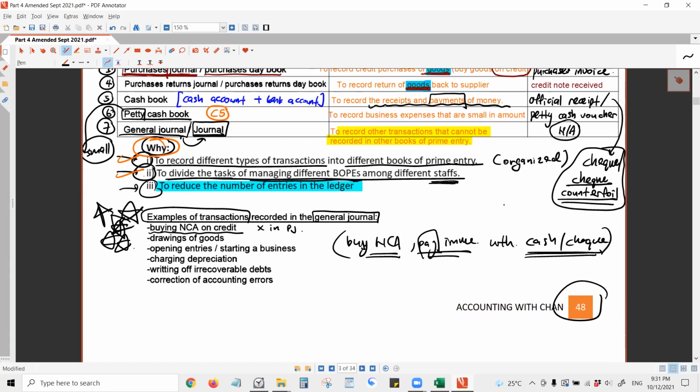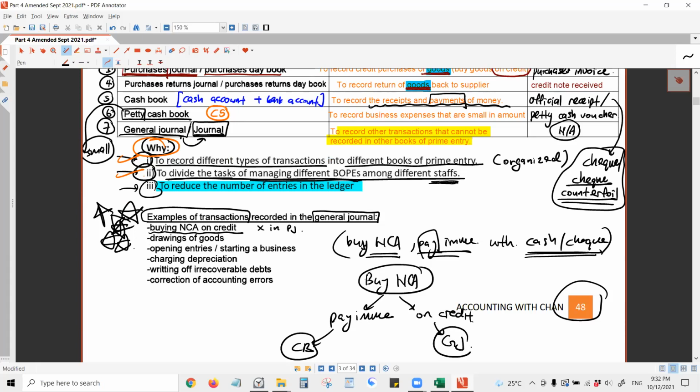I can give you a conclusion here. When you buy NCA, Boon-Kit, you can see what happens here because you asked me a question about NCA, right? When you buy NCA, if you pay immediately, you record it into the cash book. When you buy NCA on credit, you record it into the general journal, which I'm showing to you here. Okay, the book of prime entry, the general journal. Buy NCA on credit. Later, I will tell you how to remember the function of the general journal.